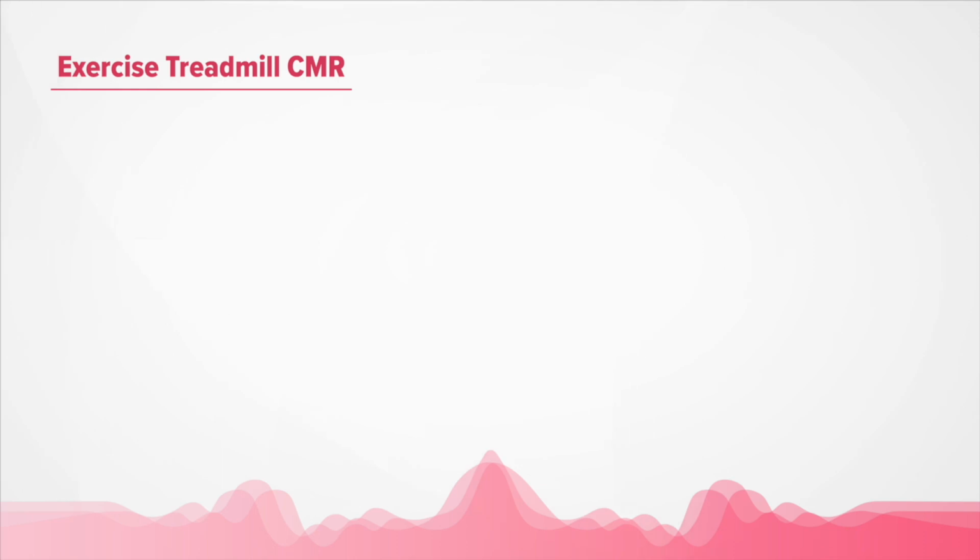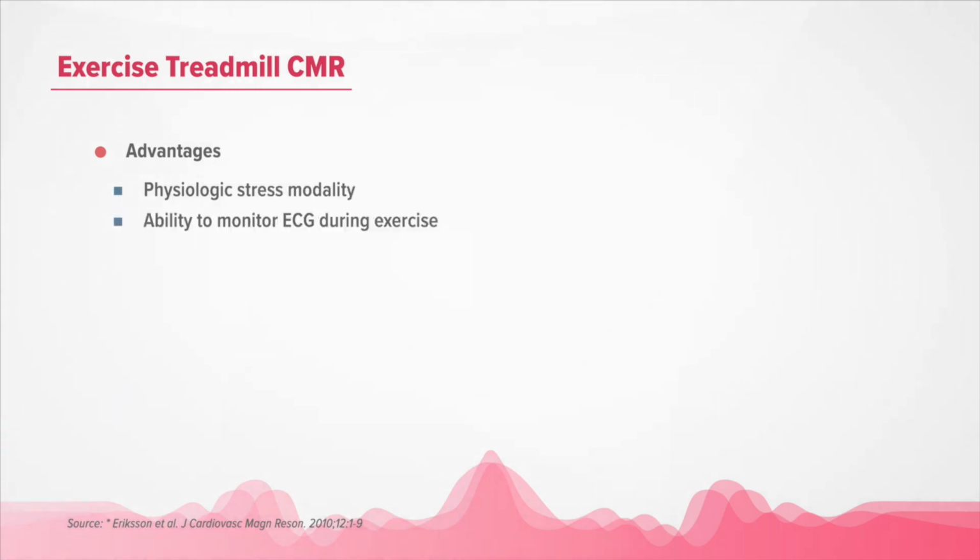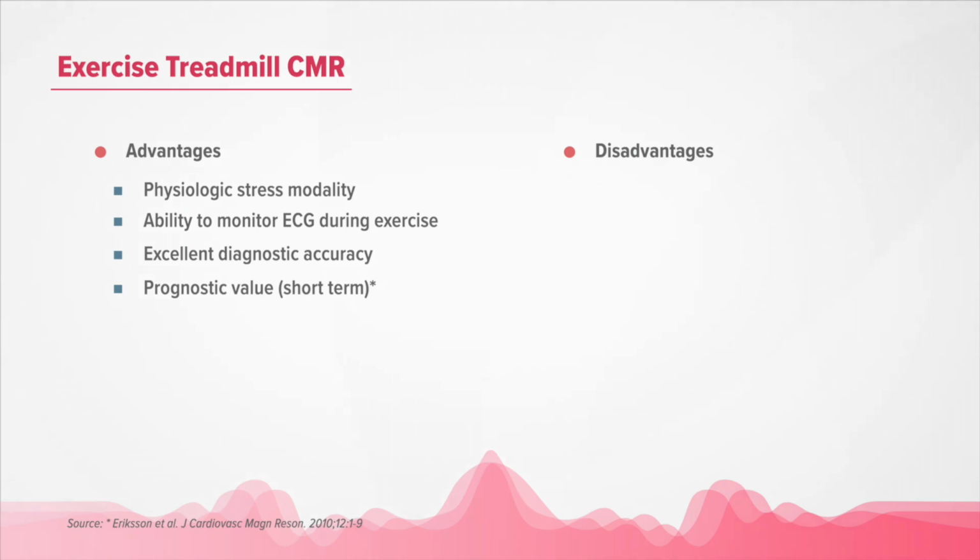As highlighted, there are certainly advantages of exercise treadmill CMR. It is a physiological stress modality, and we can monitor ECG changes during exercise. Studies have shown excellent diagnostic accuracy and short-term prognostic value. There are some trade-offs. With exercise treadmill CMR, we can only image at peak exercise, and there is a short delay in transferring patients from treadmill to the scanner table. They may reduce the sensitivity of detecting ischemia.